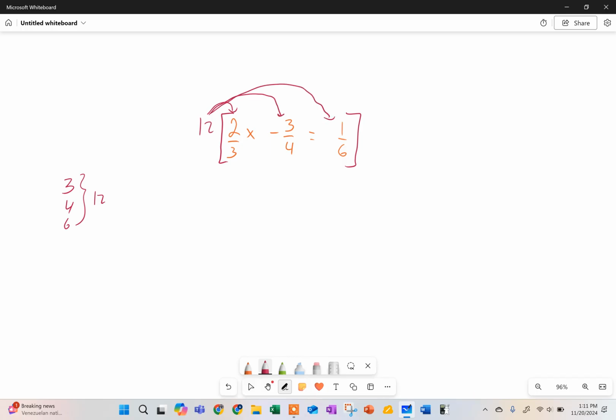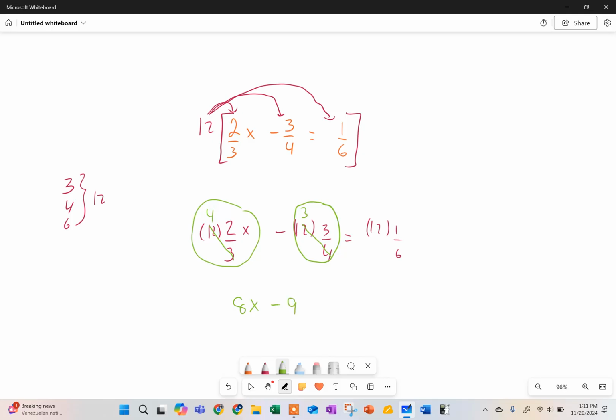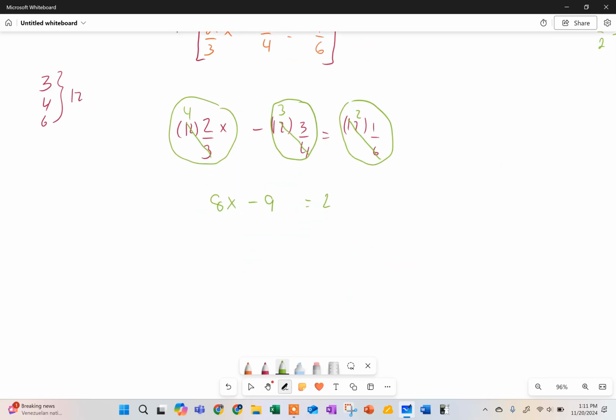And when I do that, I get 2/3 times 12 minus 12 times 3/4 equals 12 times 1/6. And you can see that 3 goes into 12 4 times, so this becomes 8x. 4 goes into 12 3 times, so this becomes minus 9, equals, and 6 goes into 12 twice. So 2 times 1 is 2. And now you can see we have a much easier problem.